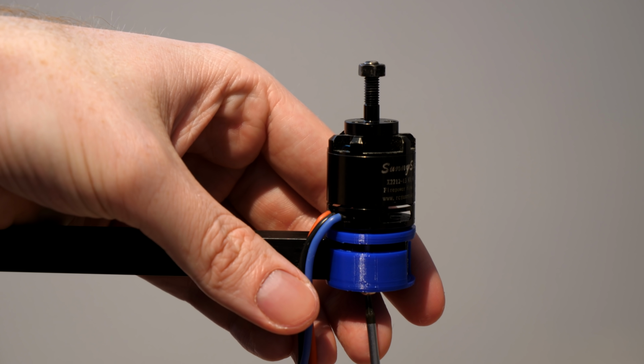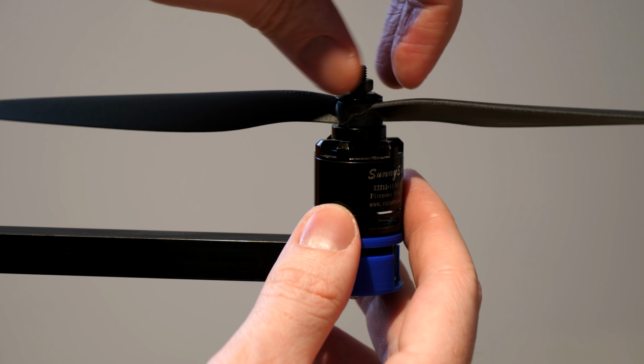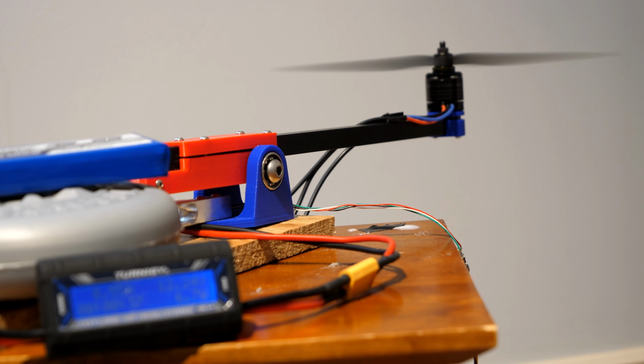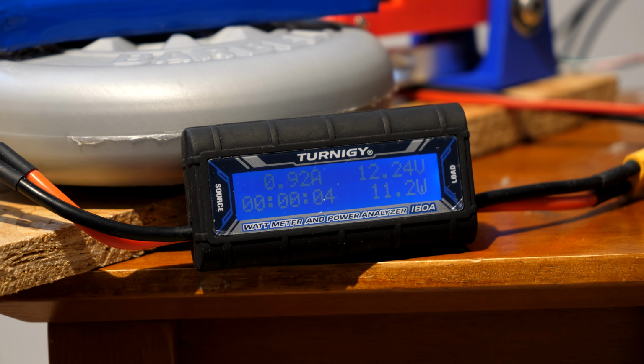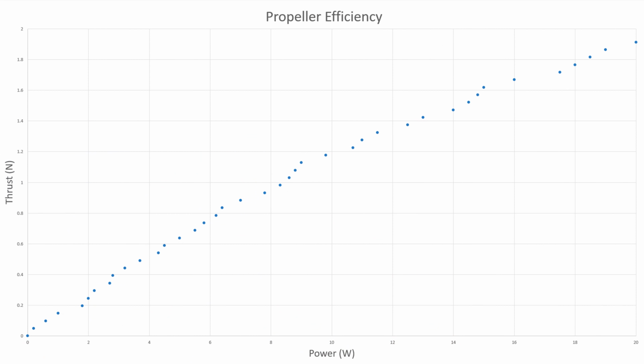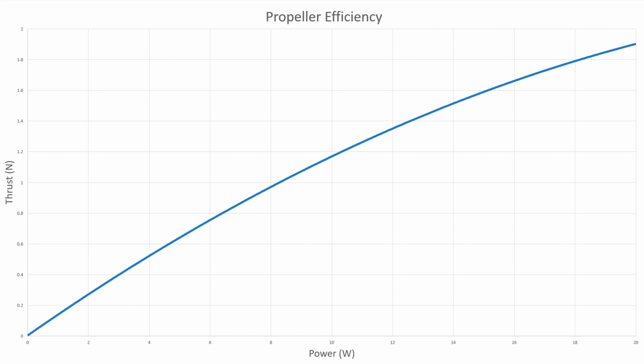I then mounted an electric motor on the thrust test stand to spin the propeller at a controlled RPM, which allowed me to measure the power being drawn from a battery. This is essentially a basic method to measure the propeller efficiency. By slowly increasing the motor RPM, I can log the power consumption and the thrust produced to plot a thrust versus power graph. And from this we can read the efficiency of the propeller.